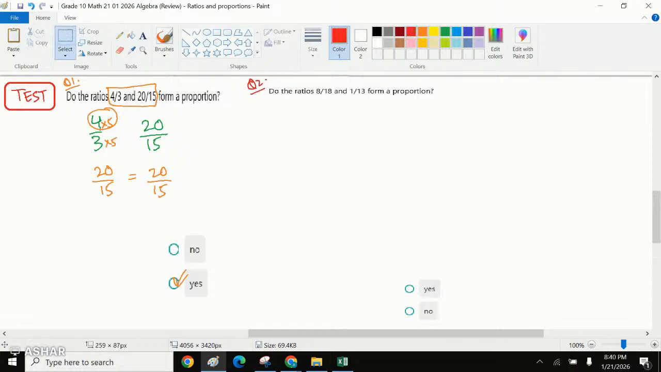The numbers given are, sorry, I'll just copy down the numbers, 8 upon 18 and 1 upon 13. Can we see a prime number? Is 18 a prime or is 13 a prime? When we have 13 as a prime number, that means 13 cannot be broken down.